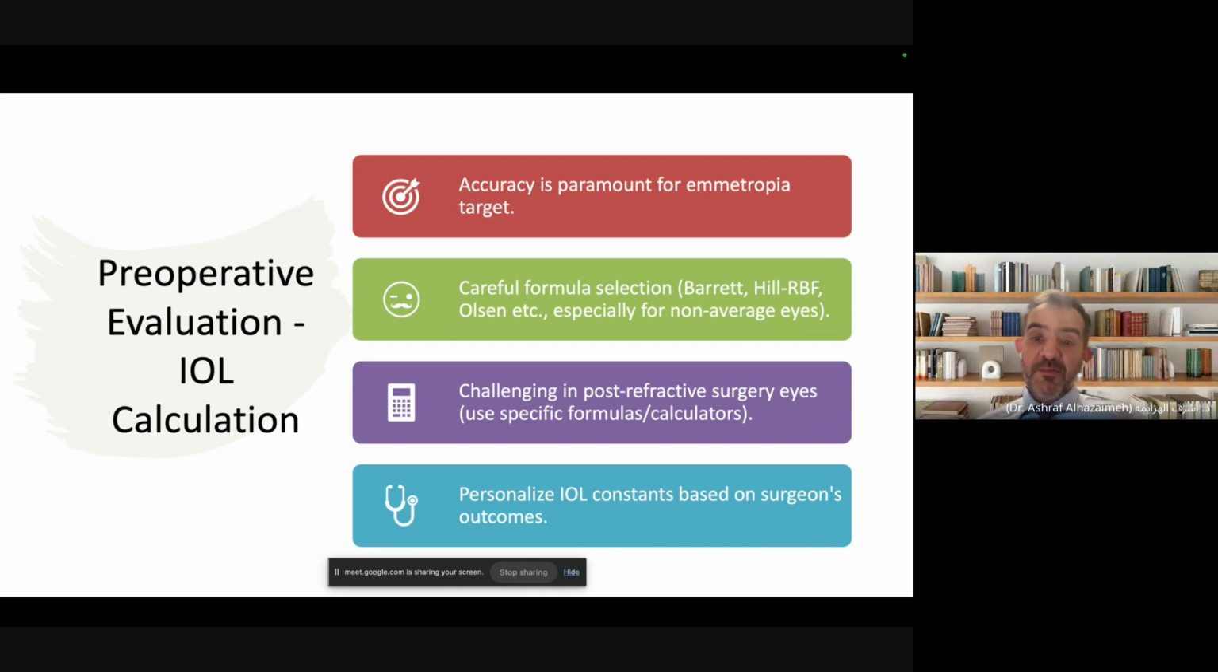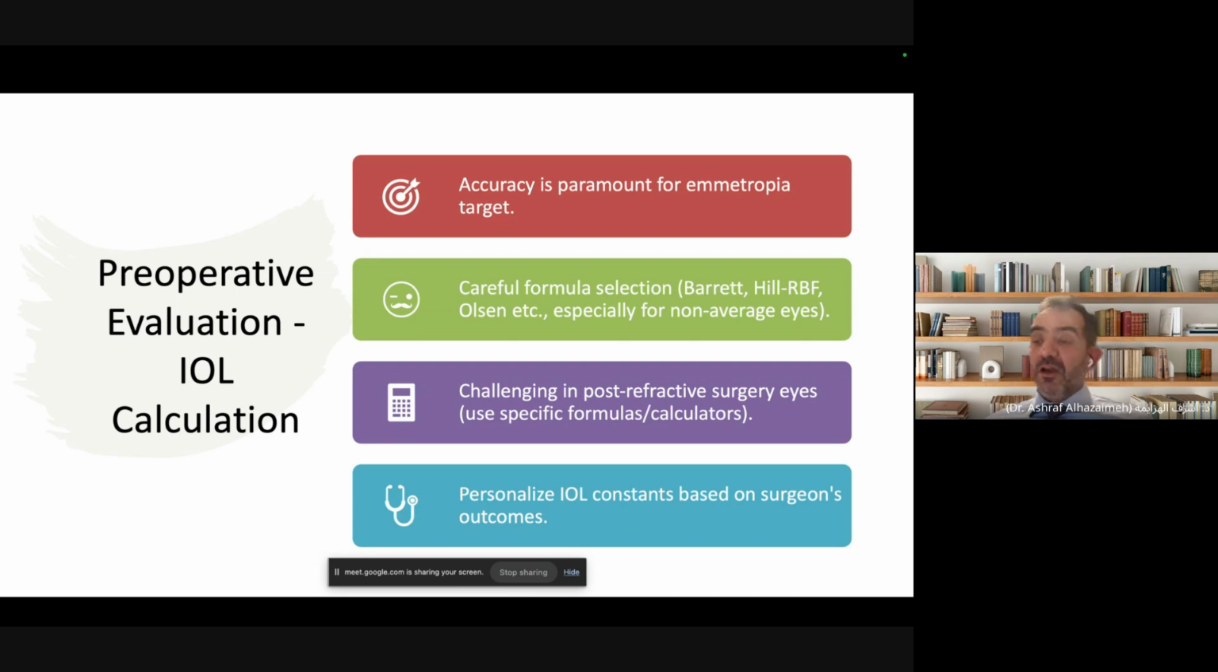Regarding the biometry, you need to be very accurate in your post-operative results, within 1.5 or 1.25 diopters from emmetropia. How to achieve that? Use the latest technology. Choose your formula. Some formulas are good for short eyes, for long eyes, and there are formulas for post-refractive surgery. Don't try to memorize which formula is good for what. You can, with the tip of your finger, just search for the best formula for a short eye, and do the calculation according to that formula, and use more than one formula at the same time.